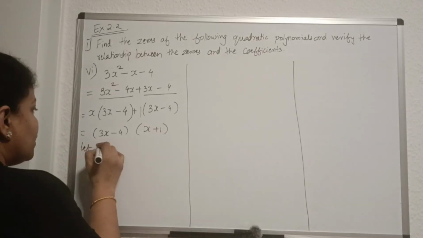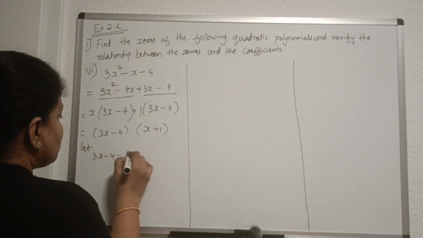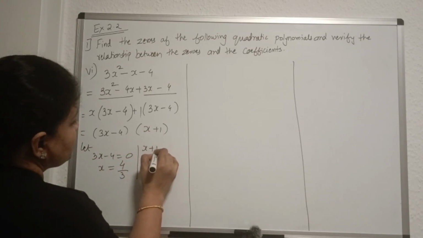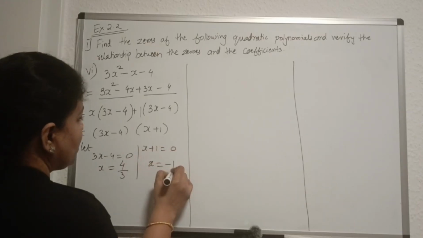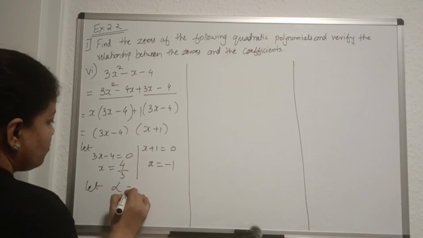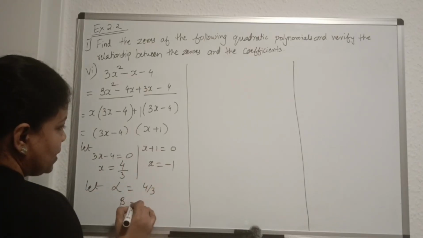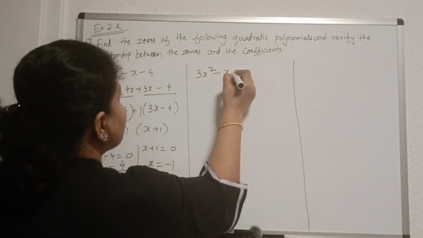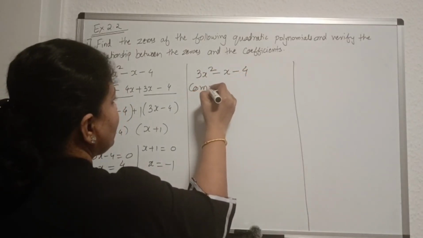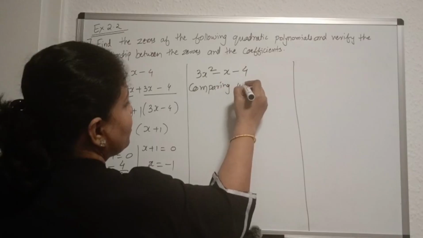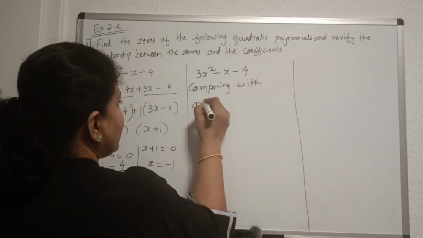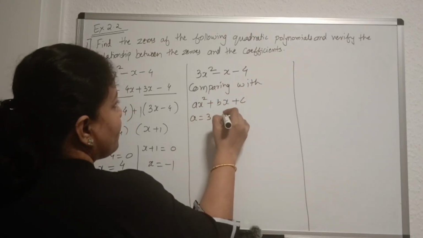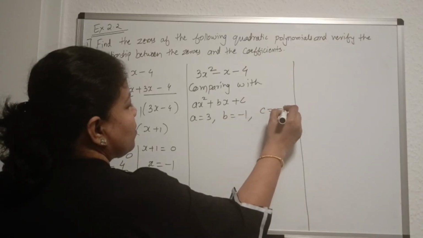So let 3x minus 4 be equal to 0. Your one root is 4 by 3. x plus 1 is equal to 0, another root is minus 1. So I will write, let alpha be equal to 4 by 3 and beta be equal to minus 1. Now you have your quadratic equation 3x square minus x minus 4, comparing with the standard form, that is ax square plus bx plus c. Your a is 3, b is minus 1 and c is minus 4.